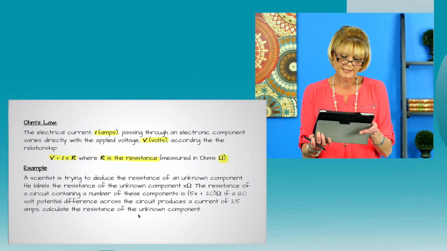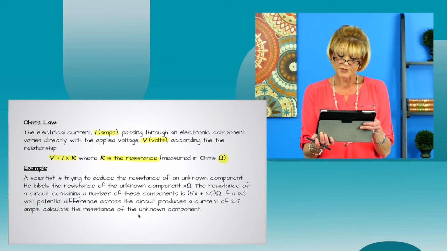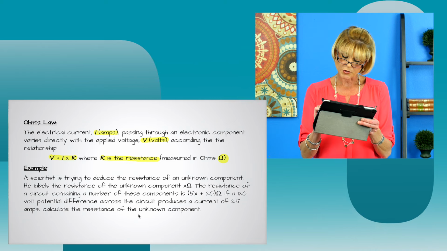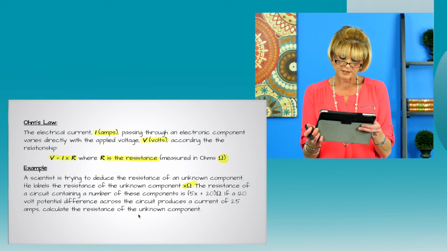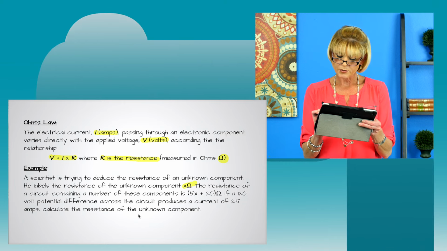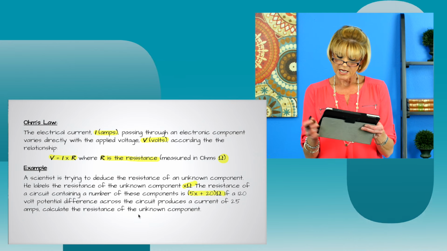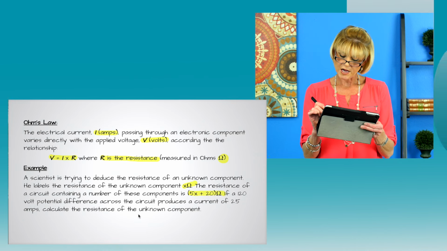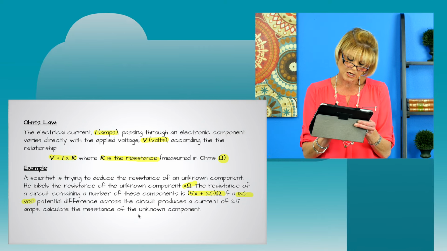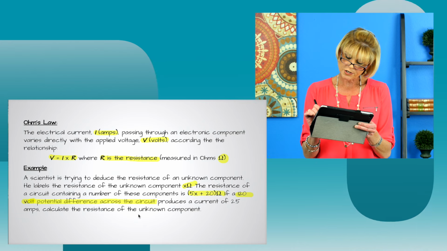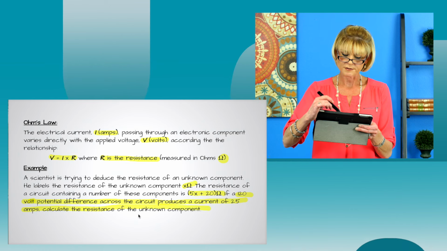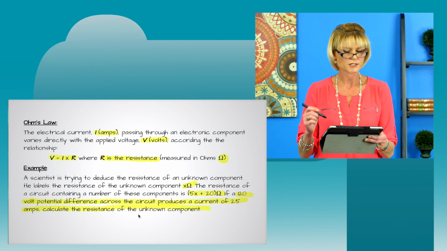Here's an example. A scientist is trying to deduce the resistance of an unknown component. He labels the resistance of the unknown component x ohms. The resistance of a circuit containing a number of these components is 5x plus 20 ohms. If a 120 volt potential difference across the circuit produces a current of 2.5 amps, calculate the resistance of the unknown component. So don't let the fancy new words intimidate you.